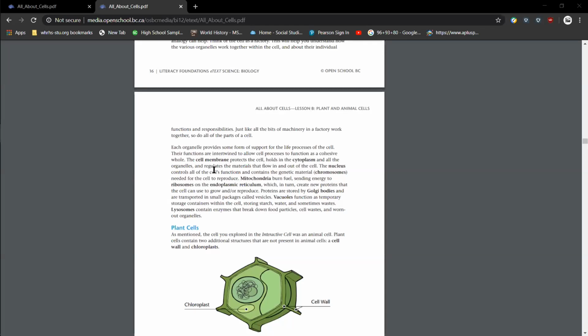So another organelle is the vacuole. The vacuole is kind of like the waste bag. It just stores stuff within the cell. It can store starch, water, and it also contains waste a lot of the time. Vacuoles are pretty large in plant cells and very, very small in animal cells. That's really important. And also the final organelle is lysosomes. What lysosomes do is they contain enzymes to break down food particles, waste, and worn out organelles.